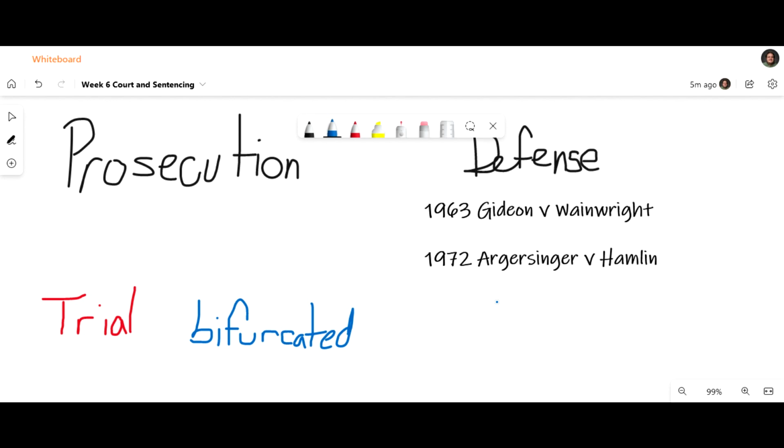Concurrent just means they go at the same time. And so it should be obvious by this point, but if not, a sentence is, definition-wise, a punishment ordered by the court for a convicted defendant.